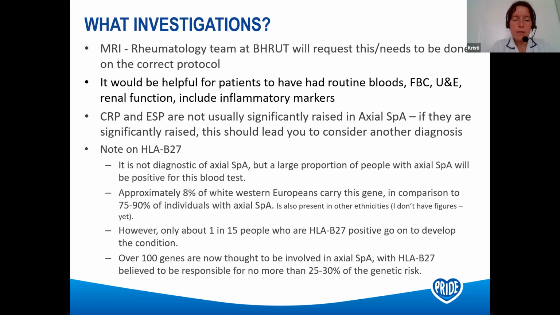Then inflammatory markers. So I say include CRP and ESR, I've put ESP there, sorry, that should say ESR. Include them. However, they're not usually significantly raised in axial SpA. So I'll say that again, CRP and ESR are not usually significantly raised in axial SpA. If they are significantly raised, there's obviously inflammation present, but it should lead you, I think, to consider another diagnosis, because it's not a definitive test, but it helps build your suspicion, rule things in and out.